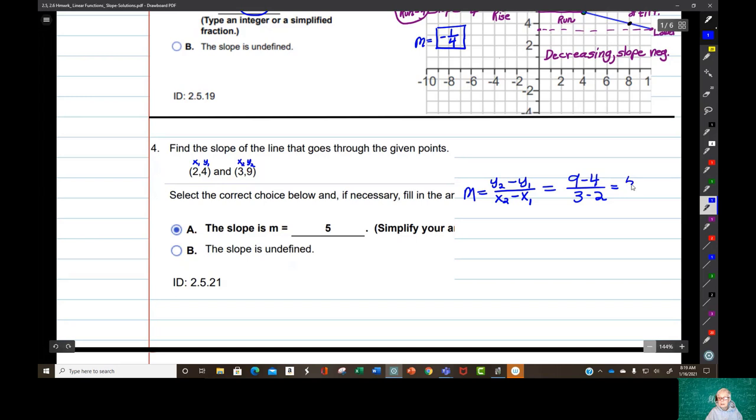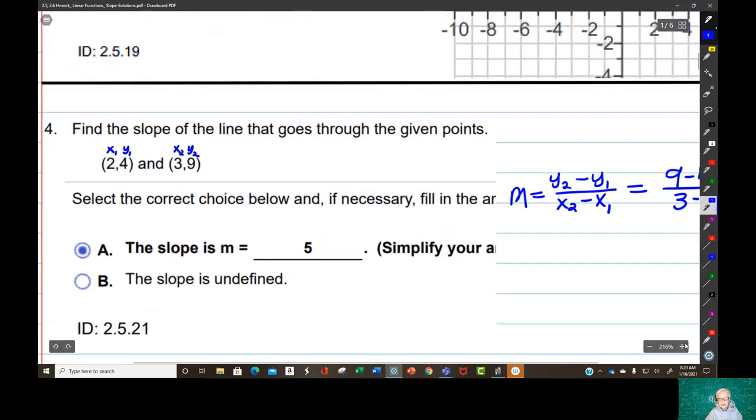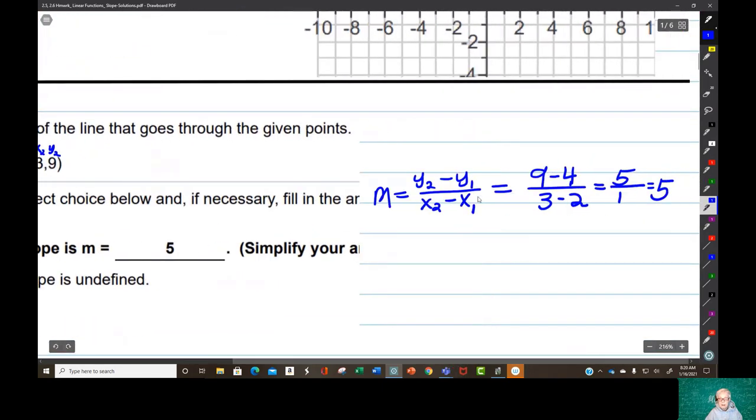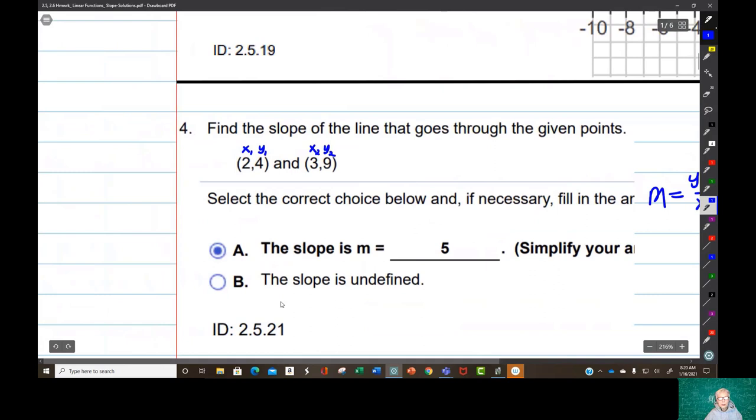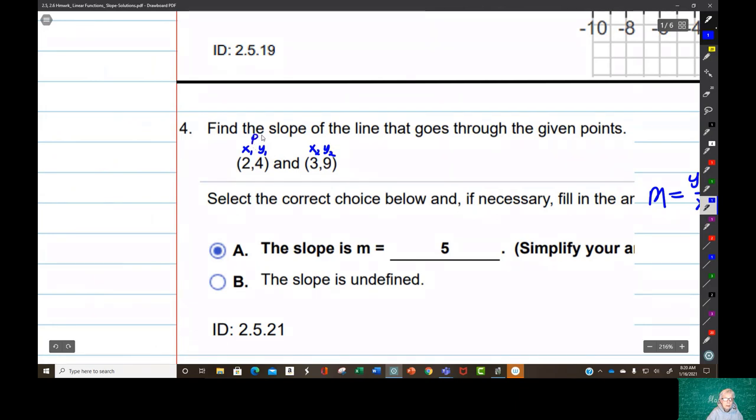Nine minus 4 is 5. And 3 minus 2 is 1. So the slope is going to be 5. Make it bigger again. So m equals y2 minus y1 over x2 minus x1. We're going to be using that a lot today in the next homework set that we're going to work on today. All right, and then it's just a matter of putting in numbers for these symbols right here. And these symbols just mean that x1, y1 is point 1. And x2, y2 is point 2.